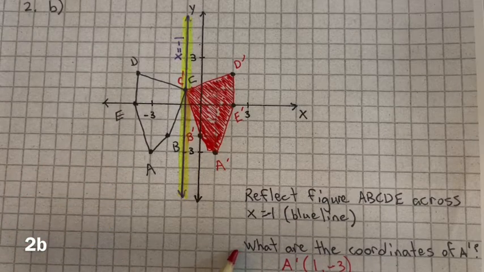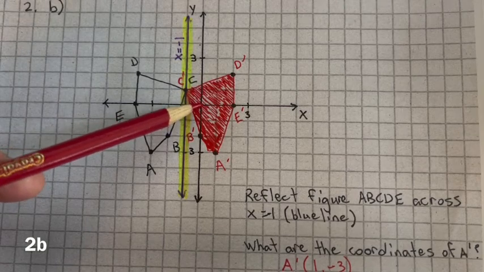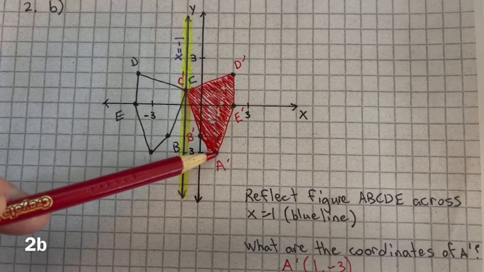What are the coordinates for A prime? A prime, start at the origin, don't start at the line of reflection, at the origin, 0, 0, 1 on the x, negative 3 on the y.